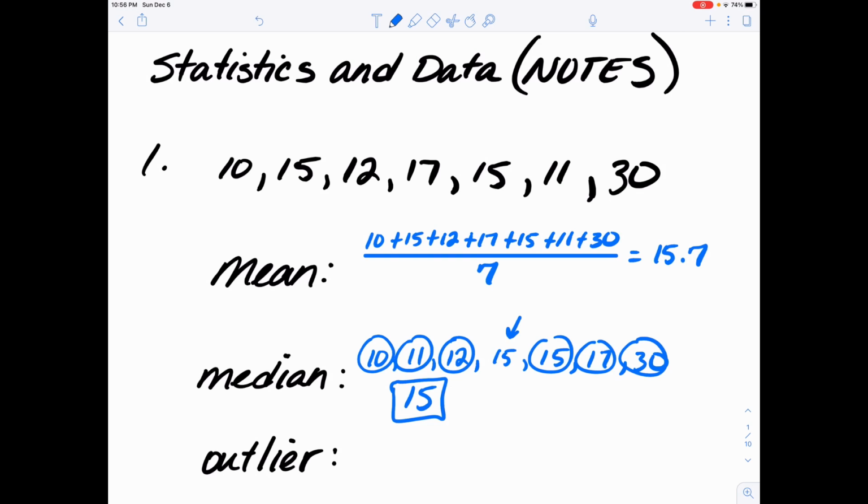And an outlier, by definition, is a member of the data set that doesn't necessarily belong. And in most of the cases in this class, it'll be quite obvious to see which one does not belong. So if you're looking at these numbers 10, 11, 12, 15, 15, 17, and then 30, you might realize that this number 30 is far above the rest. So the outlier in this case that probably doesn't belong or probably was a statistical mistake or an anomaly is the value 30.